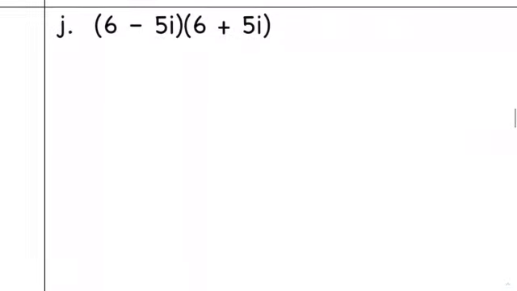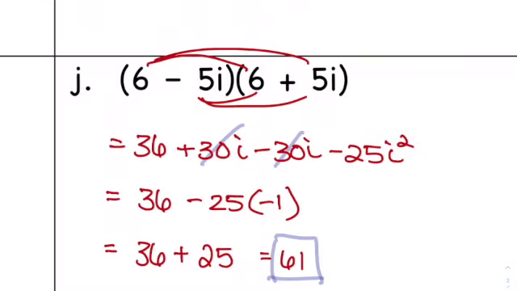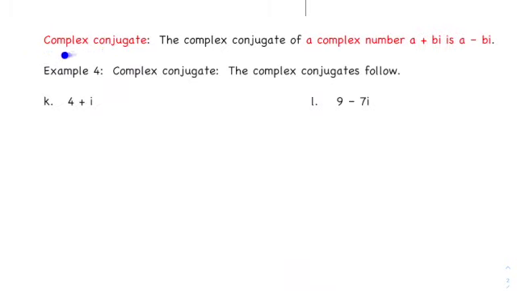Please try example letter J. To take a look at this problem, you have 36, which is 6 times 6. 6 times 5i, that's plus 30i. Negative 5i times 6 is negative 30i. Negative times a positive gives you negative 25i squared. I squared becomes negative 1. Positive 30i and negative 30i cancel each other out. 36 comes down. That's 36 plus 25, and therefore it's 61. That's letter J.